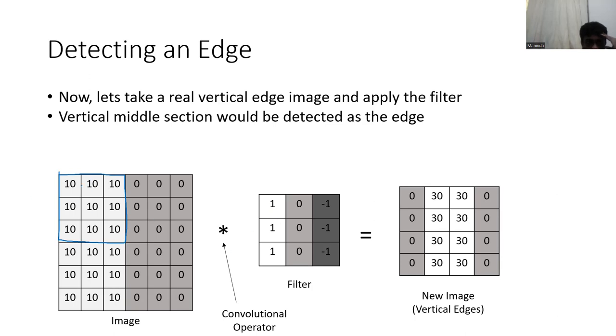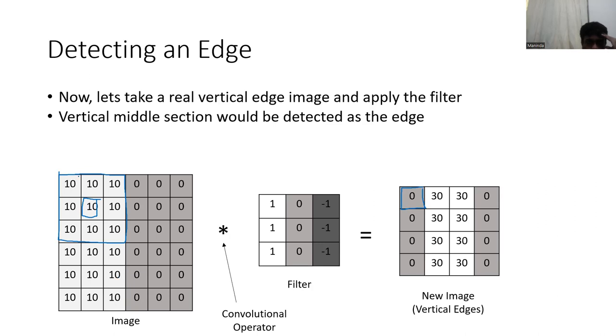These three tens are multiplied by 1, and these three tens are multiplied by minus 1. With the first three tens, we get 30. With the last three tens, we get minus 30. With the middle three tens, we get 0. So plus 30, 0, and minus 30 gives 0. For this position, we get a value of 0, and you can see the target image also has a value of 0.